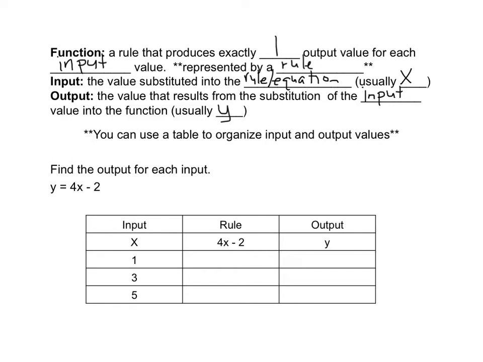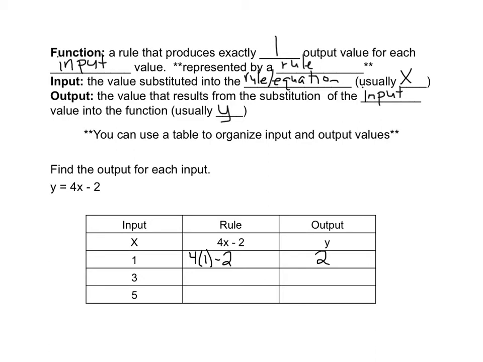Alright, so if we're looking at this, on our table, you can see the input values that were given to us. We have a spot for the rule and then a spot for our output or our y values. So for example, we have 4 times x, so here we have 4 times 1 minus 2. Well, 4 times 1 is 4, minus 2 is 2. So when x is 1, as our input, our output would be 2.